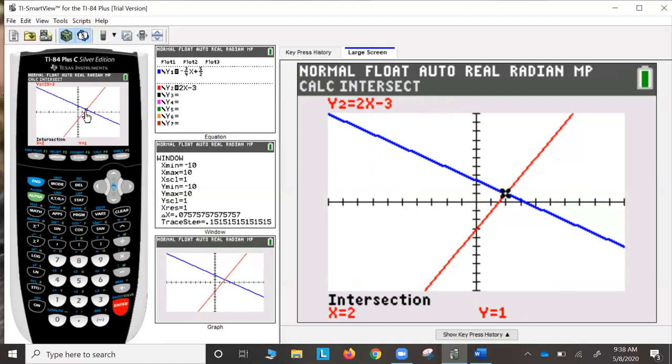If I go over 2 and up 1. And remember that a point is usually written with parentheses and then 2, 1. And now you have solved a system using the graphing method.